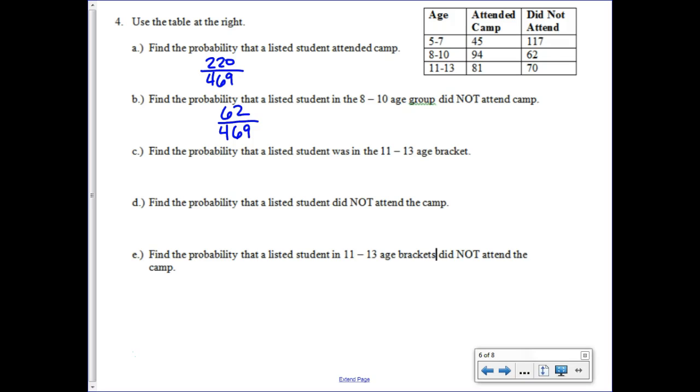Find the probability that a listed student was in the 11 to 13 age bracket. So we're adding everyone in the 11 to 13 age bracket. So 81 plus 70 is 151 out of 469. Again, doesn't reduce. Find the probability that a listed student did not attend the camp. Well, we could go back and add those together, or we could do 1 minus 220 out of 469. And we get 249 out of 469.